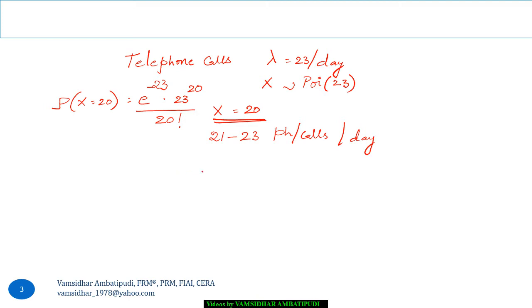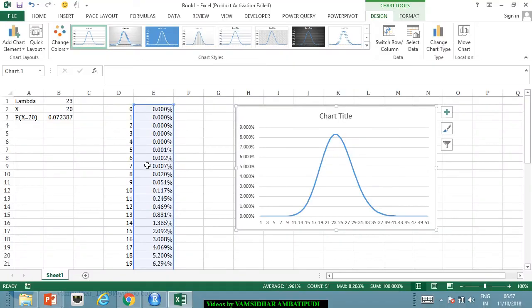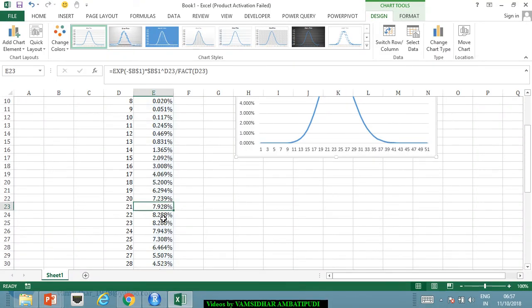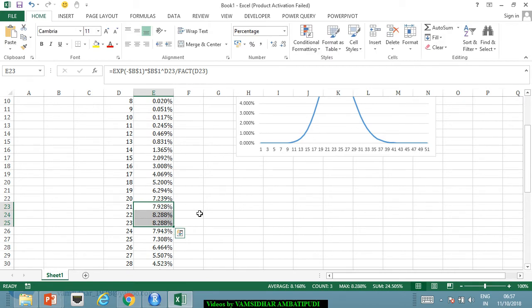If someone asks us what is the probability that the number of calls is between 21 and 23, I can simply add up these three and say it's around 24.5%, right? So once you have created a quick model, you can very well use this information for finding out the probabilities of any kind of combination.